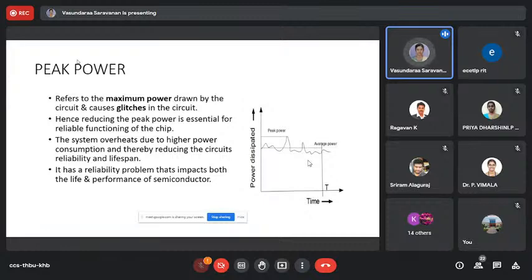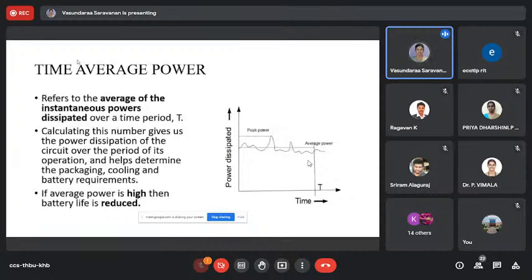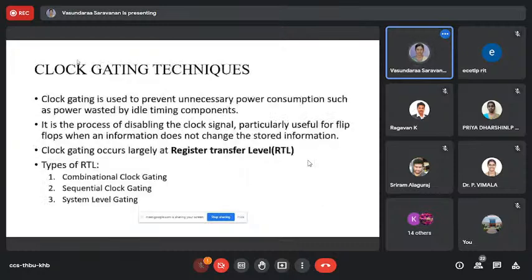Next one is average power. It refers to the average of the instantaneous power dissipated over a time period T. If the average power is high, then the battery life will be reduced. The next one is clock gating techniques.